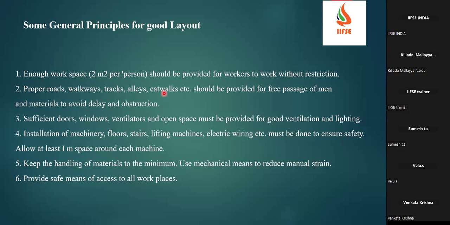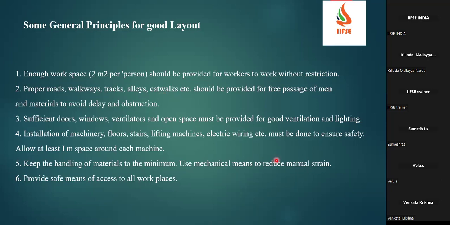Then installation of machinery, floors, stairs, lifting machines, and electric wiring must be done to ensure safety and allow at least 1 meter space around the machines. So this is also a requirement that at least you have to give 1 meter space around the machines for easy access. And keep handling of materials to the minimum and use mechanical means to reduce the manual strain.